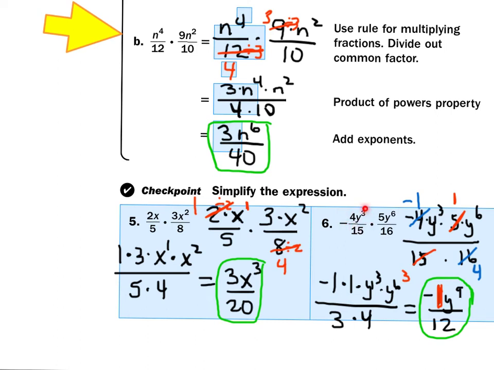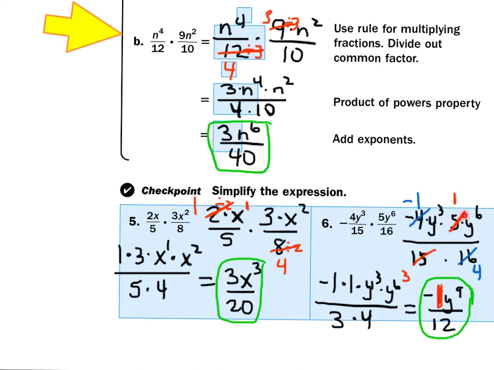All right, take a look at number 6. I have negative 4y to the 3rd power over 15 times 5y to the 6th power over 16. So what I did is I just wrote it over one fraction bar. So I put negative 4 times y to the 3rd power times 5 times y to the 6th power over 15 times 16. And now I tried to use color so you could see it.